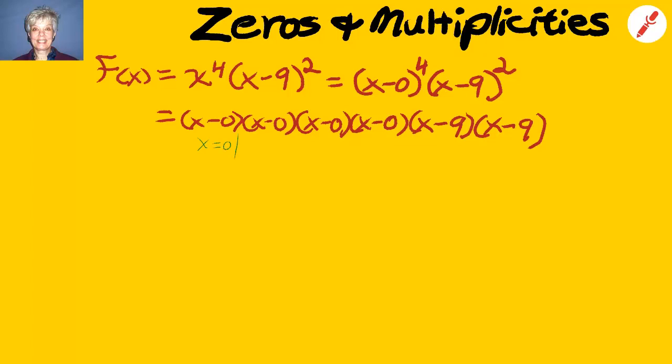Now you know how to solve an equation, a higher order equation. Actually, you know how to solve a quadratic equation. Well, you solve higher order equations the same way. You set each factor equal to zero and solve. So 4 times you're going to have x equals zero. And 2 times you're going to have x equals 9. So you have 2 zeros. You actually have 0 as a zero, and you have 9 as a zero.